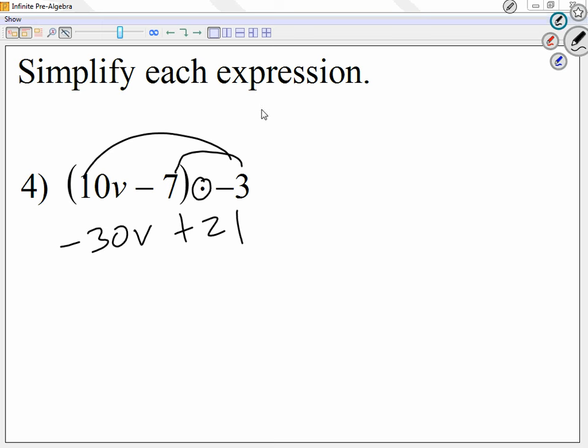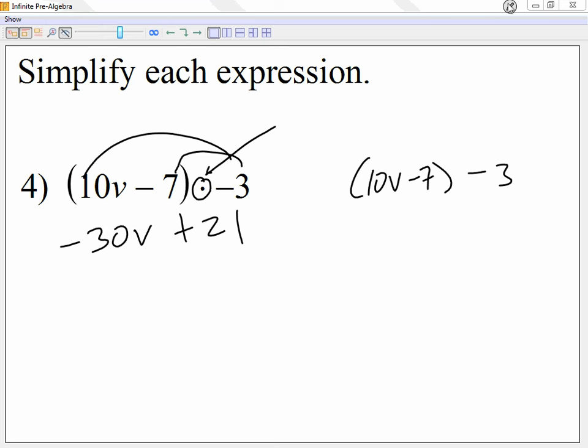Once again, keep in mind, I did call it negative 3. What connects it is the times in between it. If it didn't have the times in between, let's say I had 10b minus 7, and then just a minus 3, then they're not connected. Then that will be minus 3 instead of times a negative 3. Right? Because of that times in between the negative 3 and the parentheses, I'm going to say they are connected. So do pay attention to that.